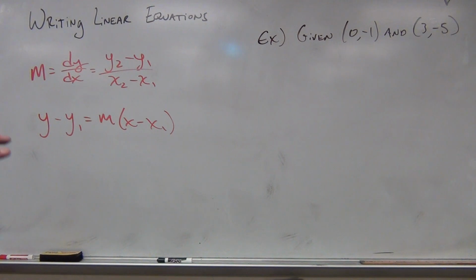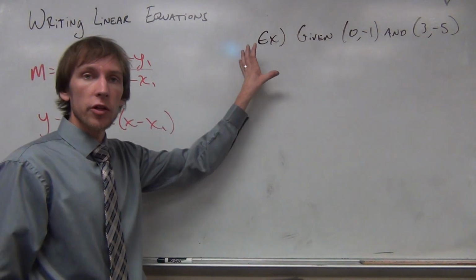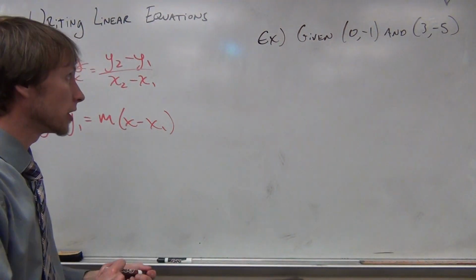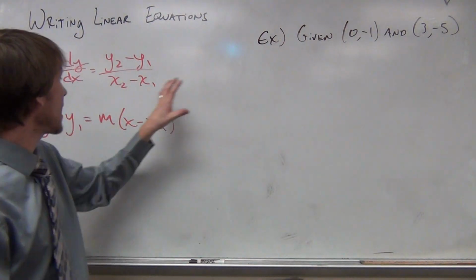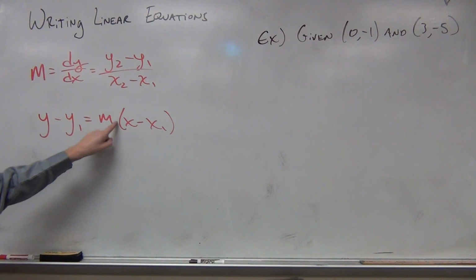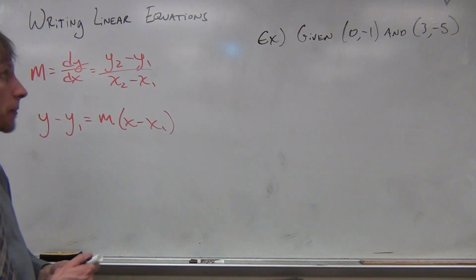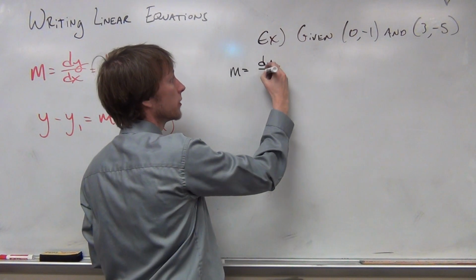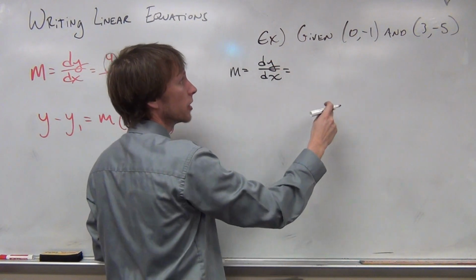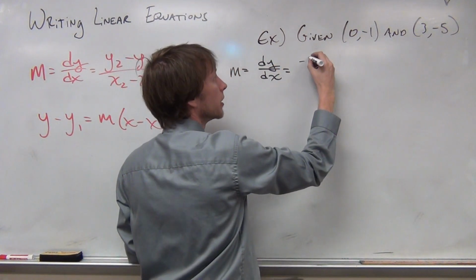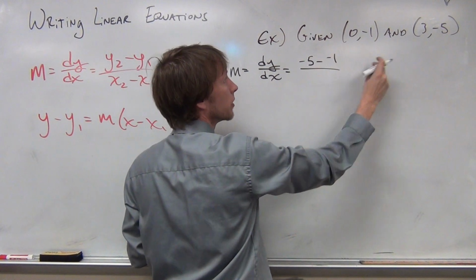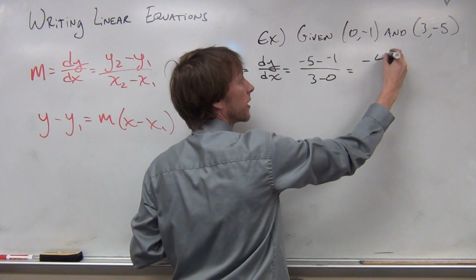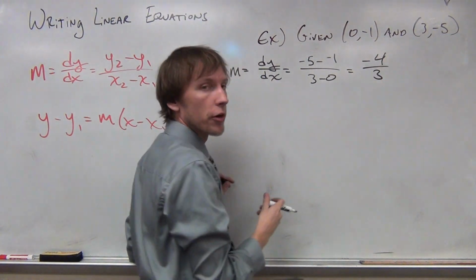So first off, let's begin. Given these 2 points, we want to determine what the slope of the line that passes through these points actually is. Once we have that slope, we can use it in our point slope formula. So first, the slope is found by taking the difference in the y's divided by the difference in the x's. And that change in y is negative 5 minus negative 1. The change in x is 3 minus 0. And we find that our slope is negative 4/3.